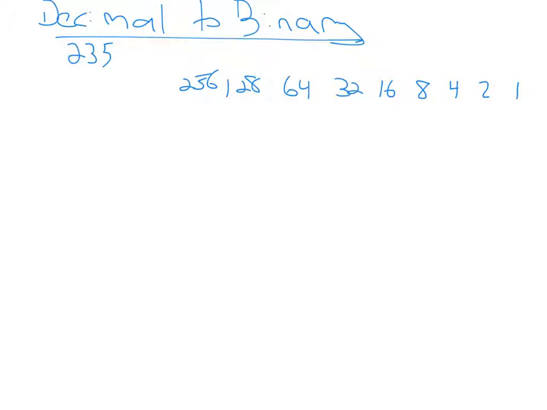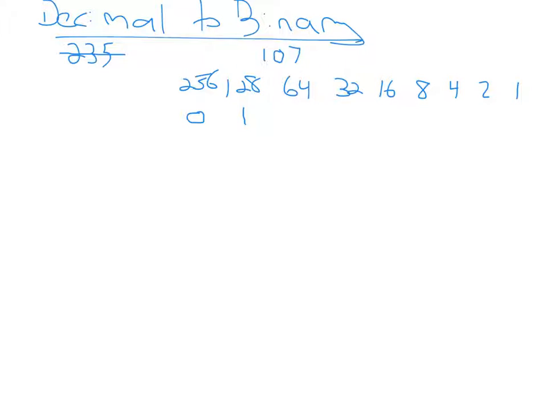Next thing I look at is, can I subtract 256 from 235? No. Can I subtract 128 from 235? The answer to that is yes. So I put a 1 in the 128's place. There's one 128 in 235. And then I need to know how much is left. Well, the result of subtracting 128 from 235 is 107. So I don't have 235 anymore. I have 107. I really could write this anywhere or even do it in my head.